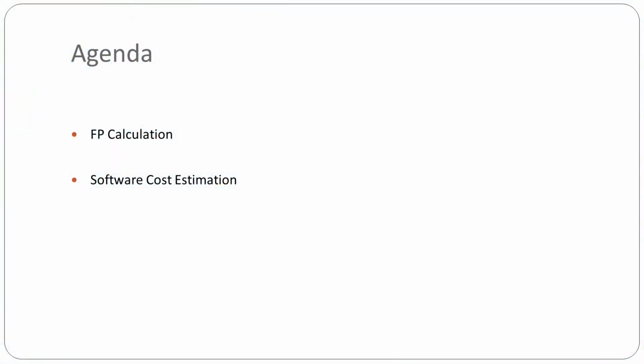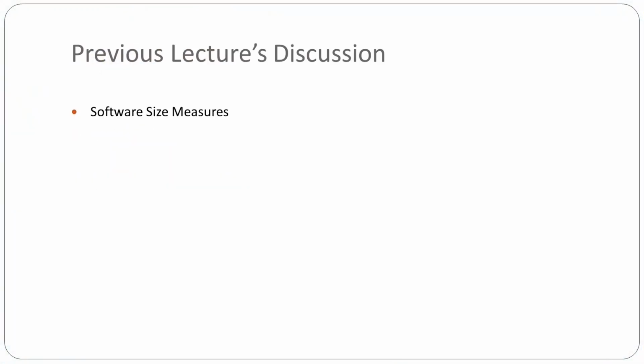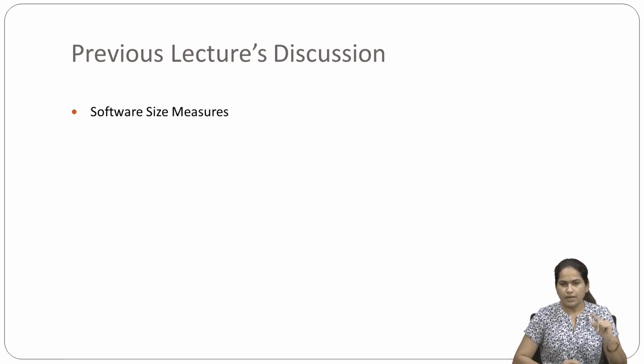Dear learners, in previous lecture we were discussing this software measurement and estimation only. In this lecture, let us first discuss whatever we have discussed in previous lecture. In previous lecture we were having the discussion of software size measures. We were having two measures, LOC and FP. LOC stands for line of code and FP stands for function points.